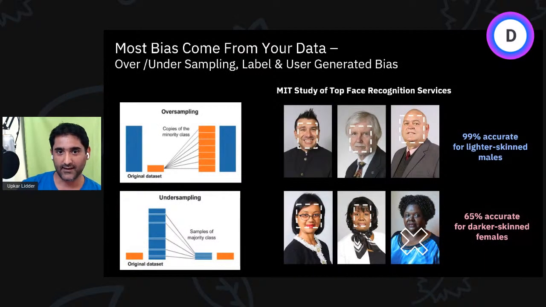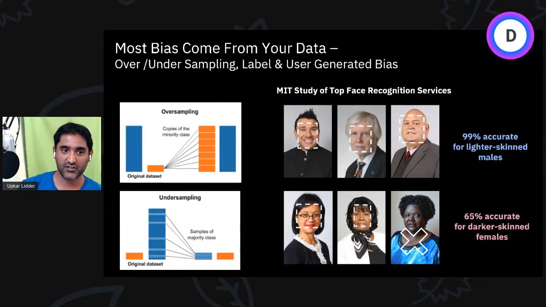So this was a study done by MIT of top facial recognition services. And it turns out most of them were very good at detecting faces of light-skinned males. In fact, 99% accuracy, versus only 65% accuracies for detecting dark-skinned females. Right. So what's going on here?